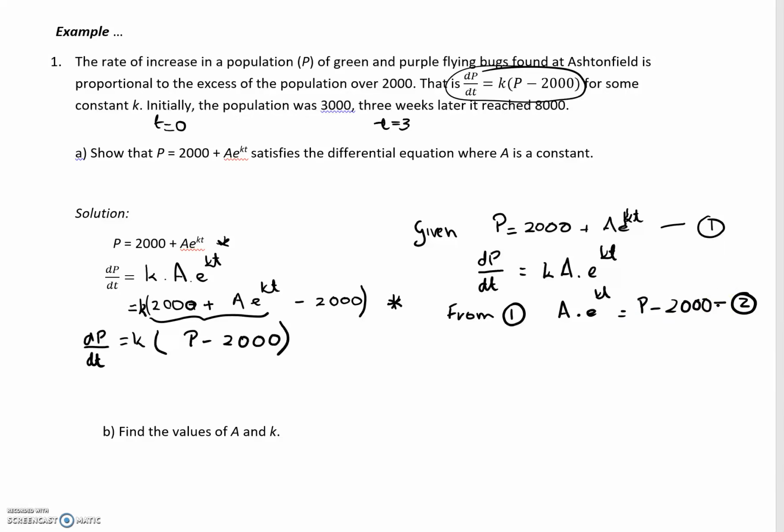And then we can simply sub 2 into, maybe I'll have to go back and call this one 3. Sub 2 into 3. That is dP/dt is equal to k times P minus 2000, because we've got a second expression for Ae to the kt. So there's your two methods. Either one is correct.